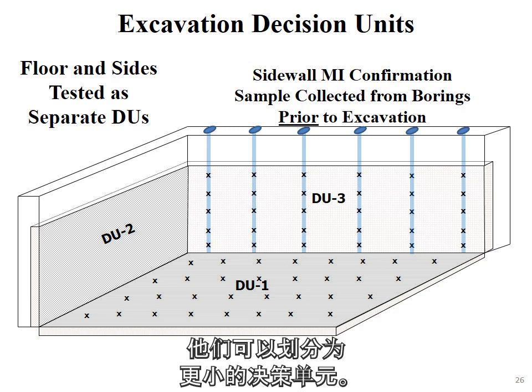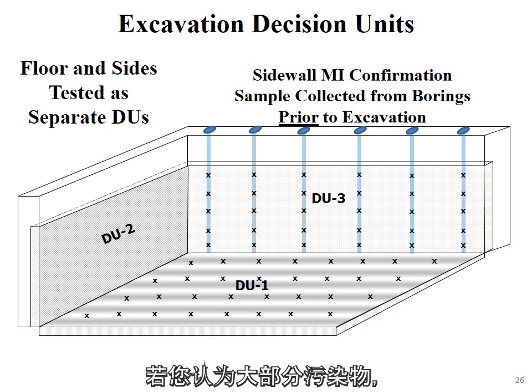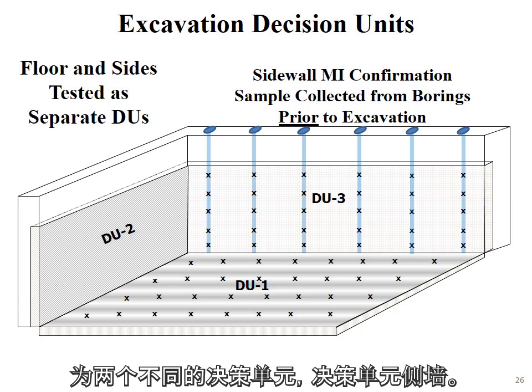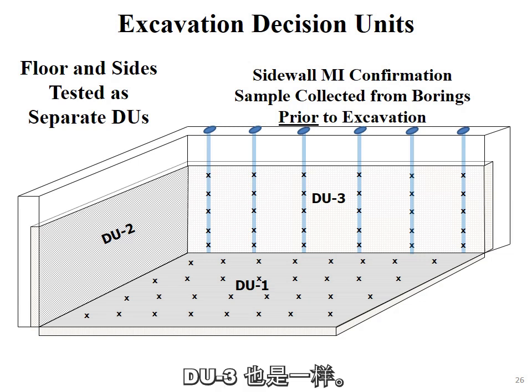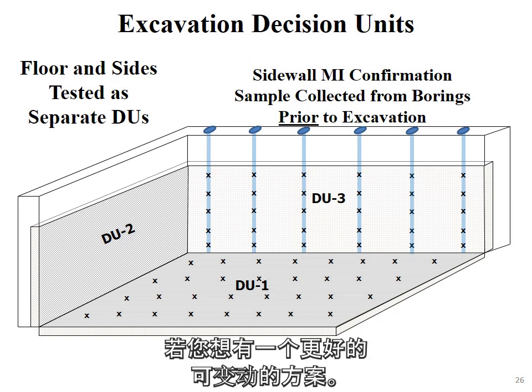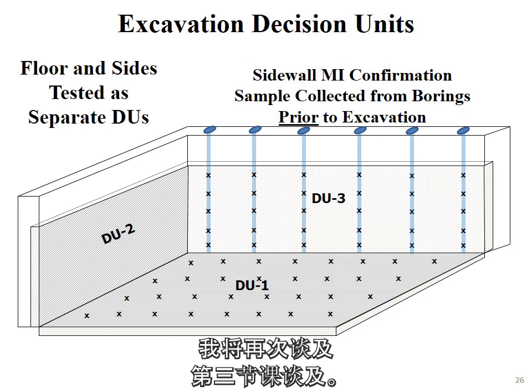They could be split up into smaller decision units. If you think most of the contamination, say originally before you excavated, was at a lower depth in the excavation, then you might split, say, DU2 into 2 different sidewall DUs. Same thing with DU3. Even maybe the floor of the excavation you may split up into smaller DUs if you want to get a better resolution to what's left in place. And I want to talk about this again in the third presentation.